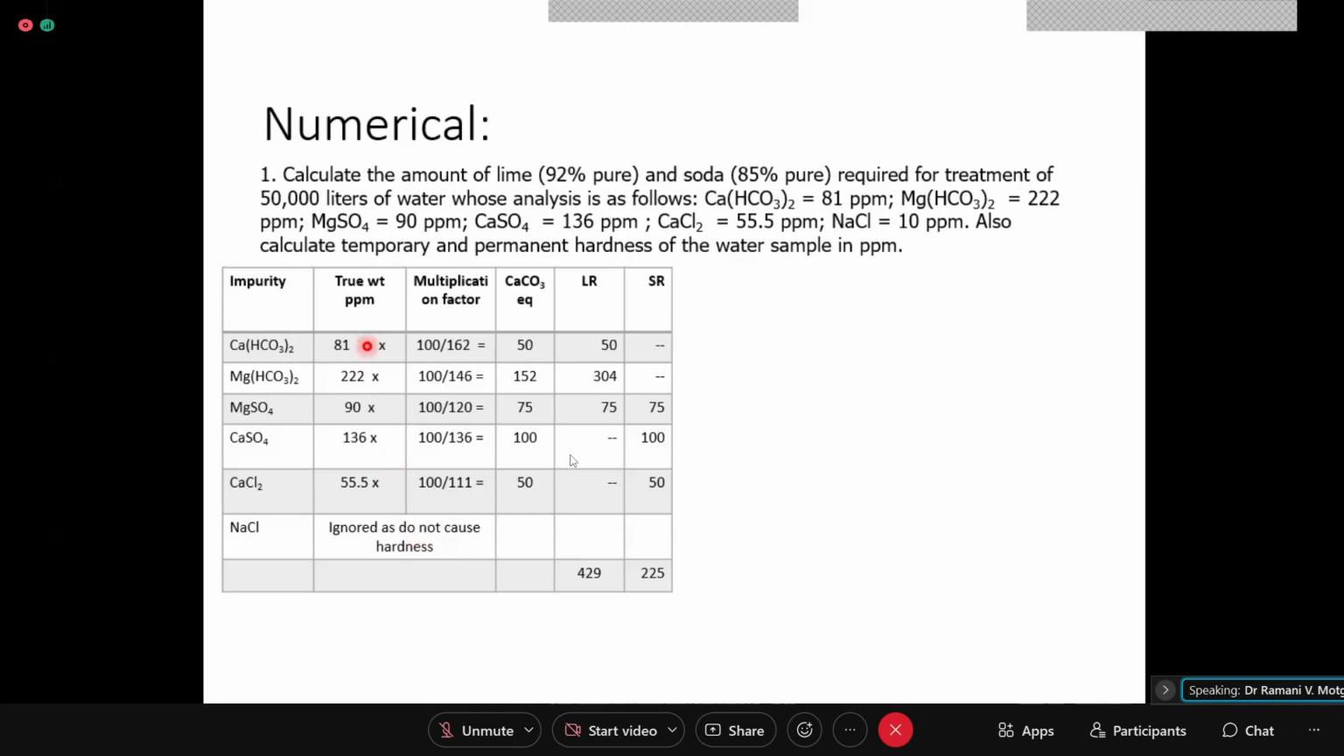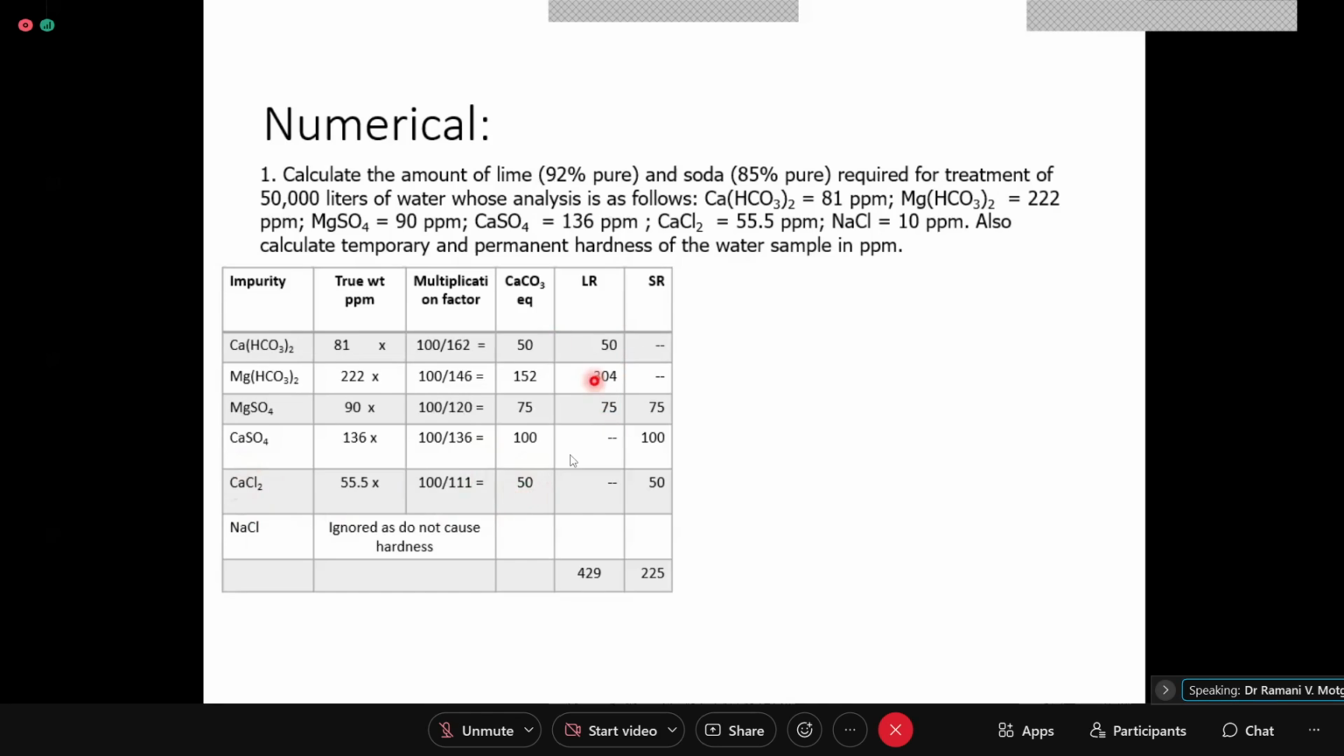So for calcium bicarbonate 162, then for magnesium bicarbonate 100 by 146. So the CaCO3 equivalent is 152. For magnesium sulfate, 90 into 100 by 120. So it comes out to be 75. Then calcium sulfate 136, so 100 by 136. So you get 100 here. And this is 55.5 into 100 by the molecular weight of calcium chloride, which is 111. So your CaCO3 equivalents come out to be 50.